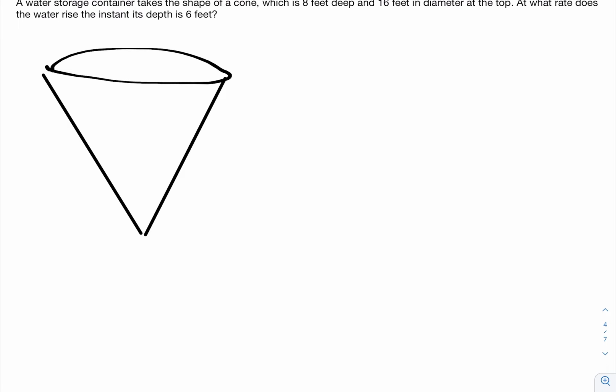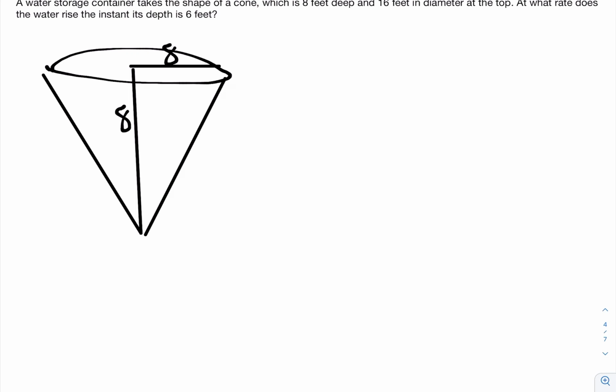A water storage container takes the shape of a cone, which is 8 feet deep and 16 feet in diameter at the top. Okay, so I'm just going to draw this out. So this is our cone, which is 8 feet deep. So from here down, this is 8 feet, and 16 feet in diameter at the top. So instead of writing 16 feet in diameter, I'm going to write 8 feet, because that's really what the radius is. This is also 8. So I didn't draw it to scale, but that's okay.